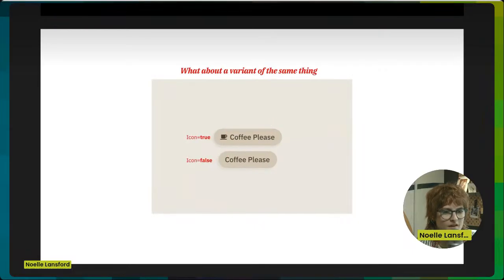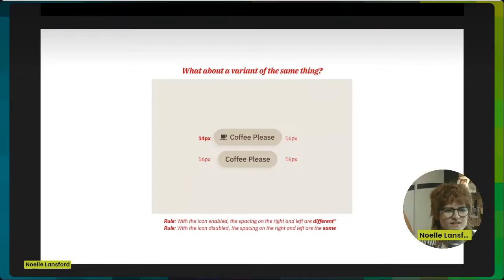Now, what we may find is we don't always want the icon, right? So we saw an icon true, and we're going to make a variant of the same thing, right? So this time we're going to have icon false, but oh my goodness, now the text isn't centered because we did that cool trick earlier. So now we have to create a rule, right?